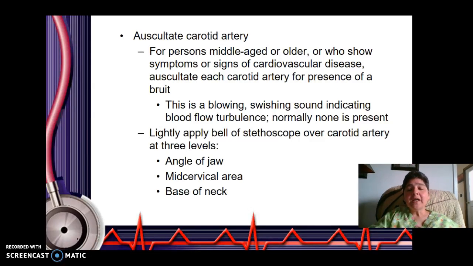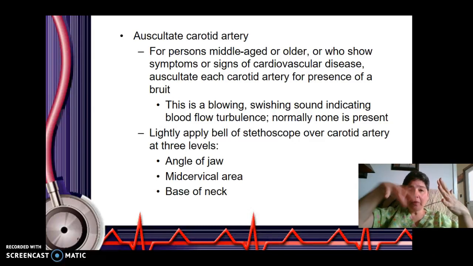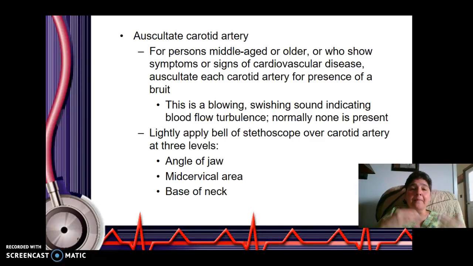One thing that we don't want to hear is something called a bruit, and this is a blowing or swishing sound, and it means that there's some kind of turbulence in that area. So I like to think about where maybe three rivers come together and we have a turbulent area where the three rivers meet. If you can picture that and kind of put a sound to what that might be like, that's what you're going to hear with the bruit.